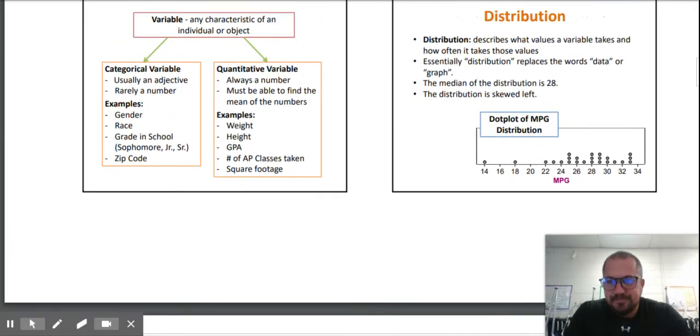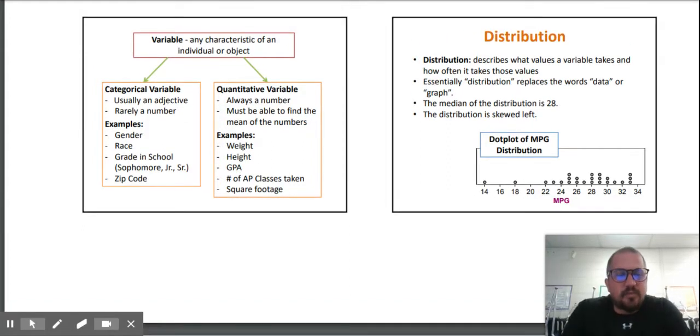So in this section, the first important thing is a variable. You want to know what a variable is. A variable is any characteristic of an individual or an object. And we're able to split variables up into two types. A categorical variable is usually an adjective and rarely is a number. I will show you one case where it could be a number. Gender is a variable. Race, your grade in school, sophomore, junior, senior, freshman, those are variables. Your zip code would also be a variable because it separates you by category, right? What category you're in, where you live, what geographic location.